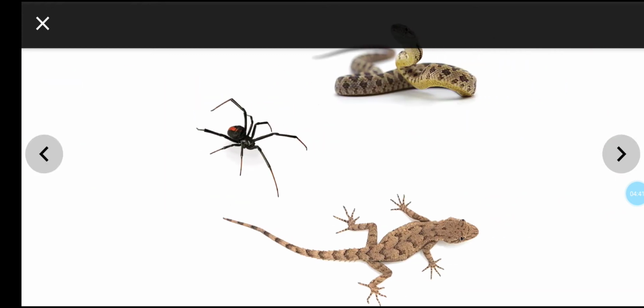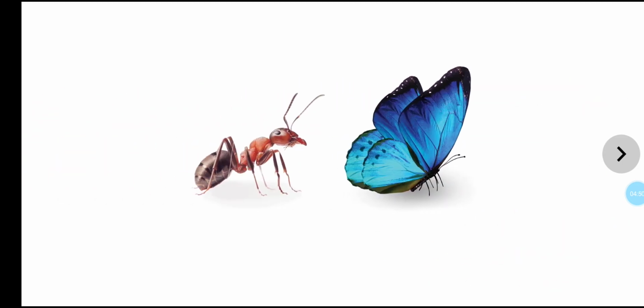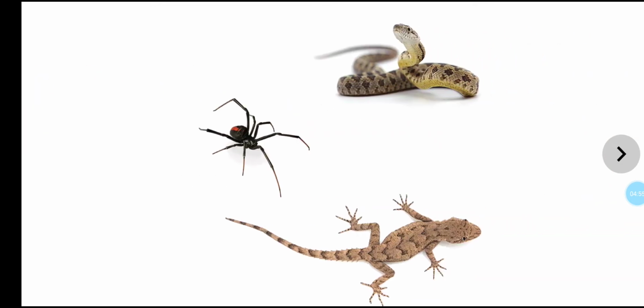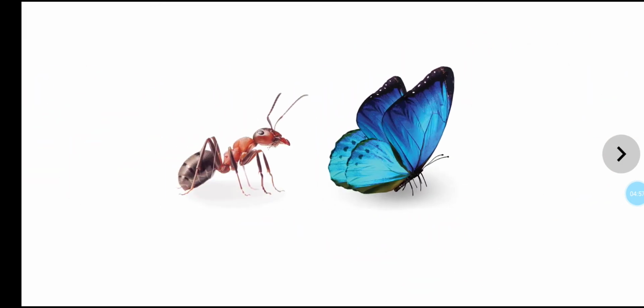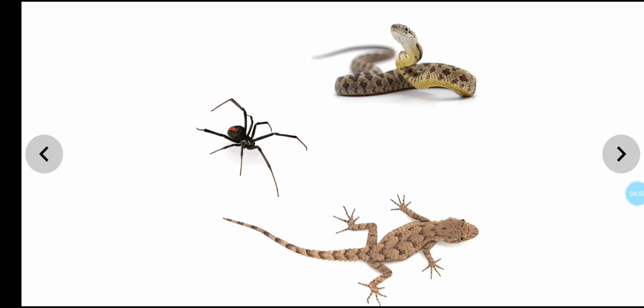And you also compare these animals like the spider. How many legs does a spider have? Does it have the same number of legs as the ant and the butterfly? And you observe the lizard. Does the lizard have the same legs as the spider, or does it have fewer than the spider? And do snakes have any legs, and how do they move from place to place?